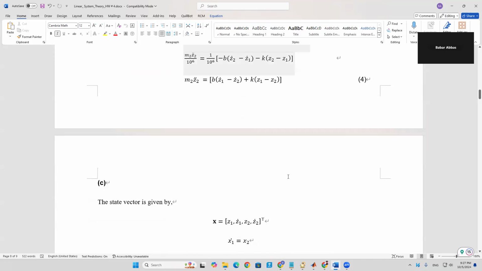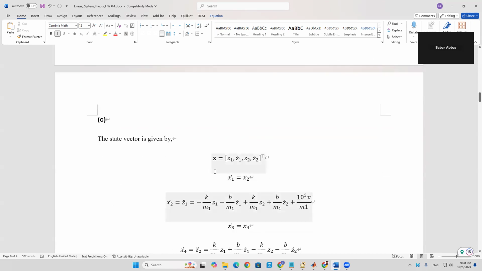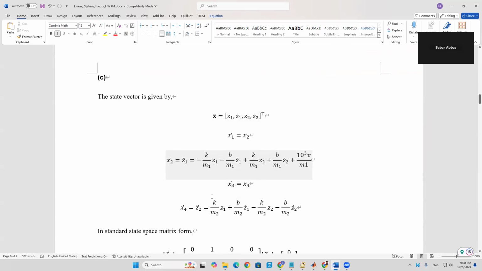Part C says that the state vector is given. We have the state vector x equal to z1 dot, z2 dot, that is the transpose. And the force v is also given, which is equal to 1000 times u. y equal to z2, and u is equal to the control force that is equal to 10 raised to the power minus 3.